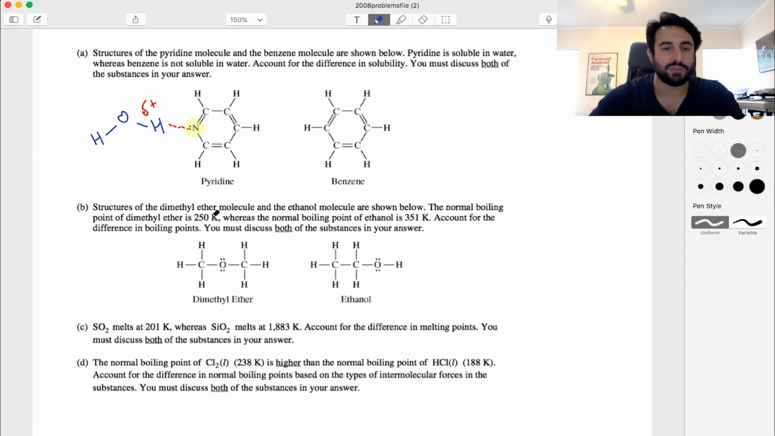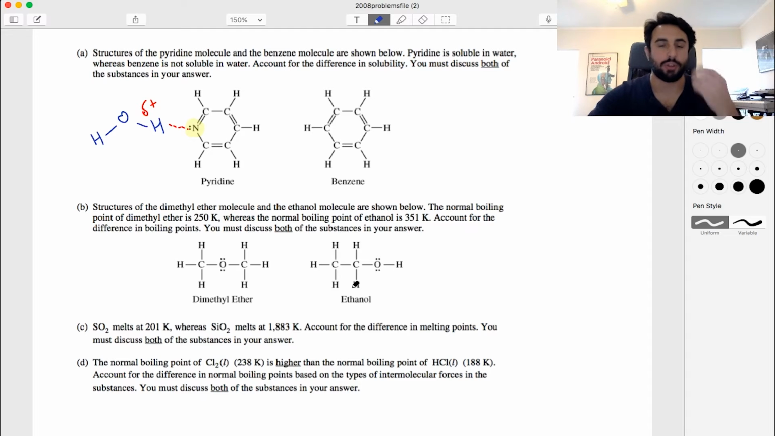Now, B, structures of dimethyl ether and ethanol. We have those here. The boiling point of dimethyl ether is 250 K, whereas for ethanol, it's 351 K. Account for the difference in boiling points. So this is an interesting one because these are structural isomers, right? They are both C2H6O. So they have identical masses. So mass can have nothing to do with it, right?